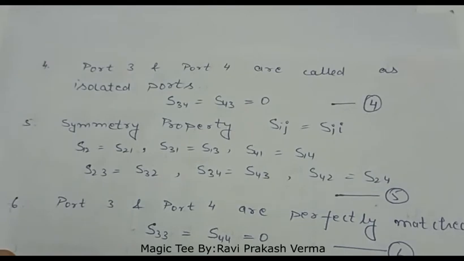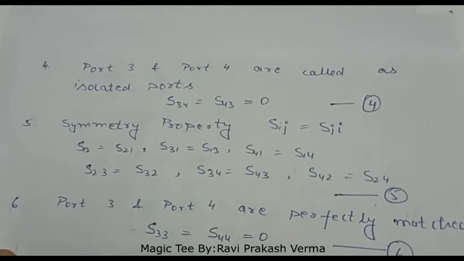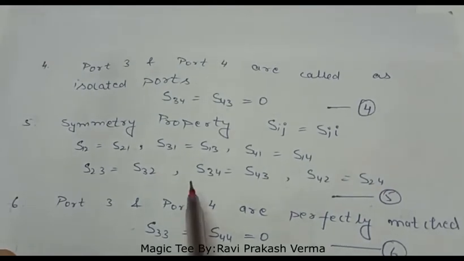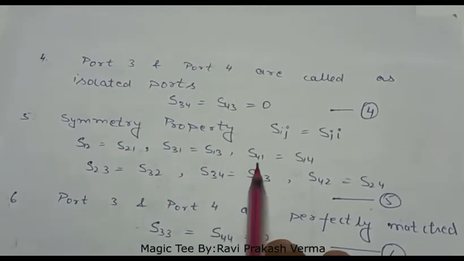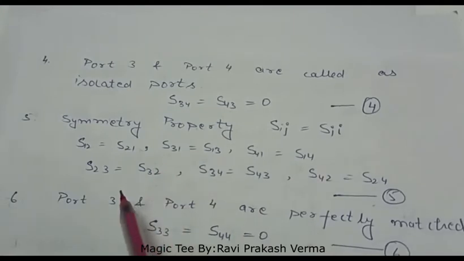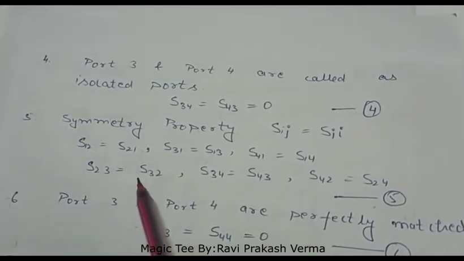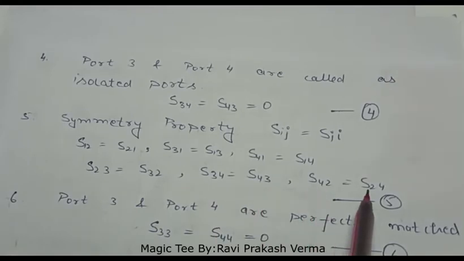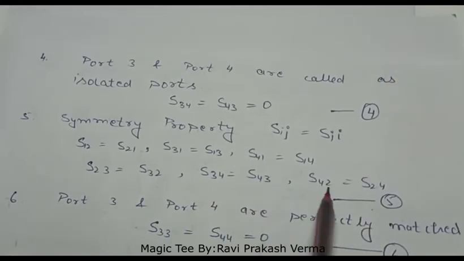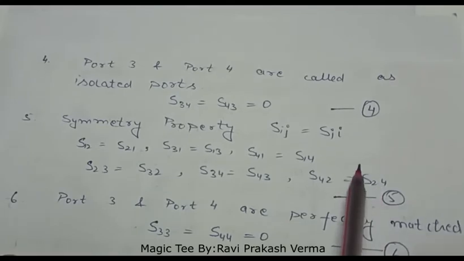And the fifth point, due to the symmetry property Sij is equal to Sji, we can say that S12 is equal to S21, S31 is equal to S13, S41 is equal to S14, S23 is equal to S32, S34 is equal to S43, and S42 is equal to S24. This is given as equation number 5.